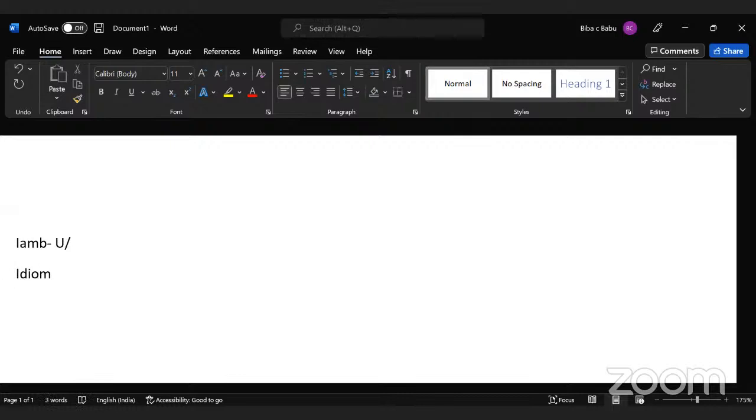Idiom is an expression consisting of one or two words. When someone has died, in order to say to die, we say kick the bucket. The person has kicked the bucket. Or in order to finish your job, you will say clear the decks. So there are certain expressions consisting of one or two words, and that is called idiom. Then illusion.